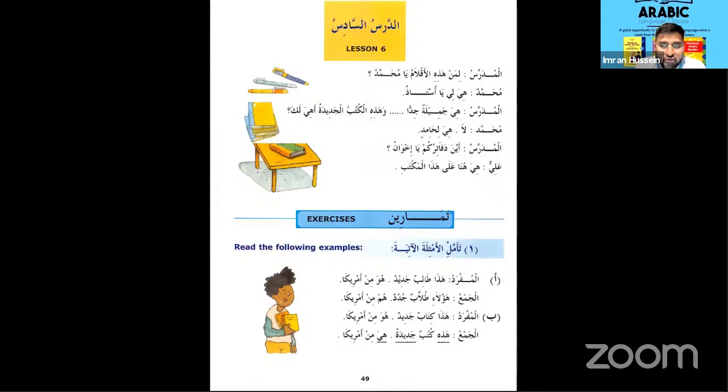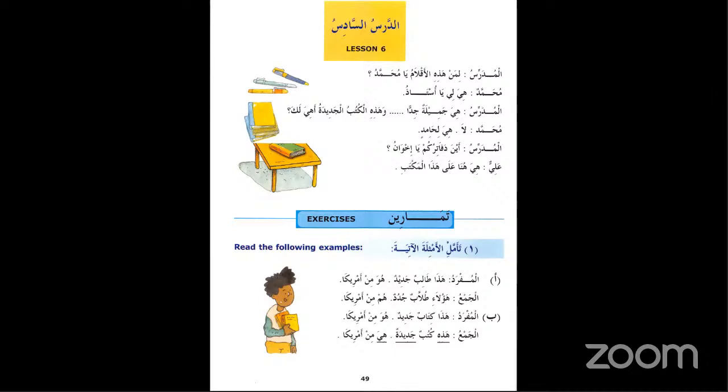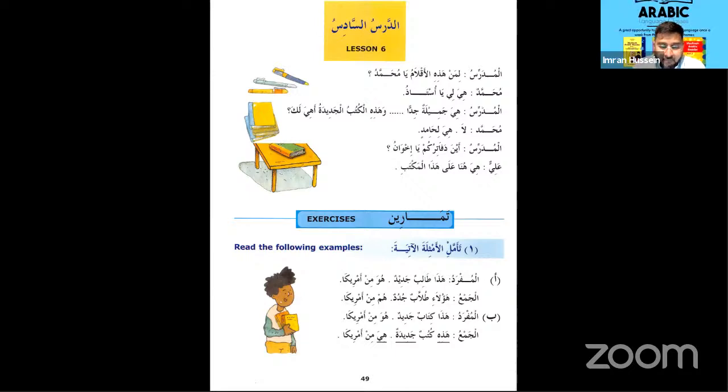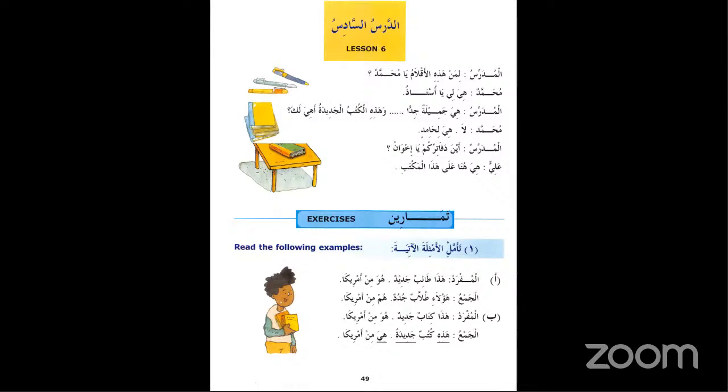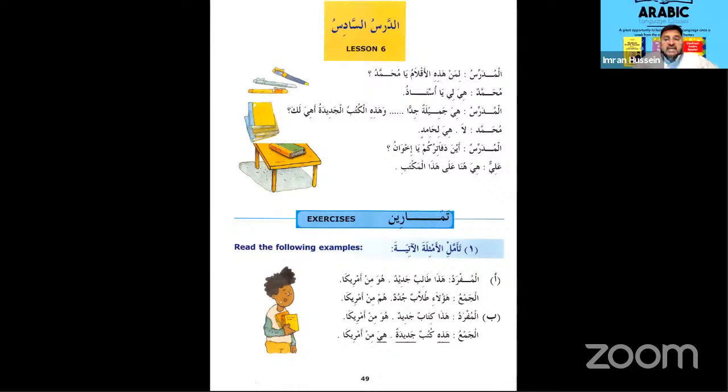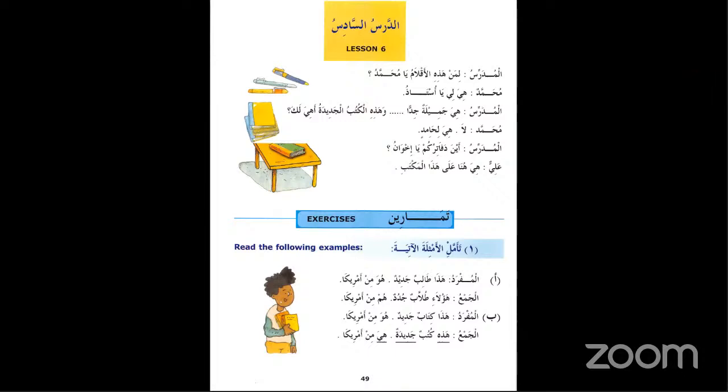But when we do the plurals and the singulars, how is it for non-human beings? Okay, so Haza Kitabun Jadidun, huwa min America. This book is new and it's from America. This is a new book. Correct. Haza Kitabun Jadidun. Yeah, this is a new book.